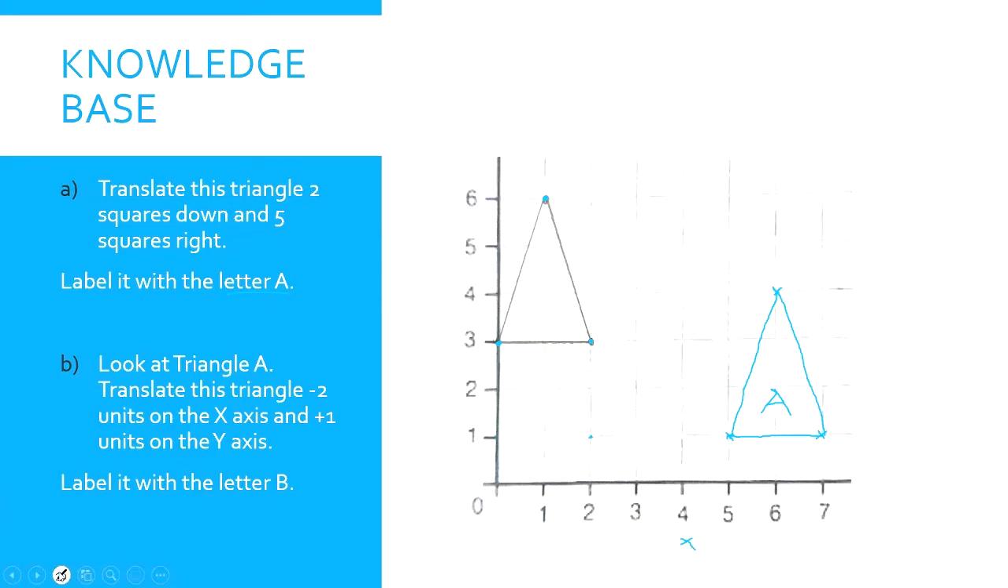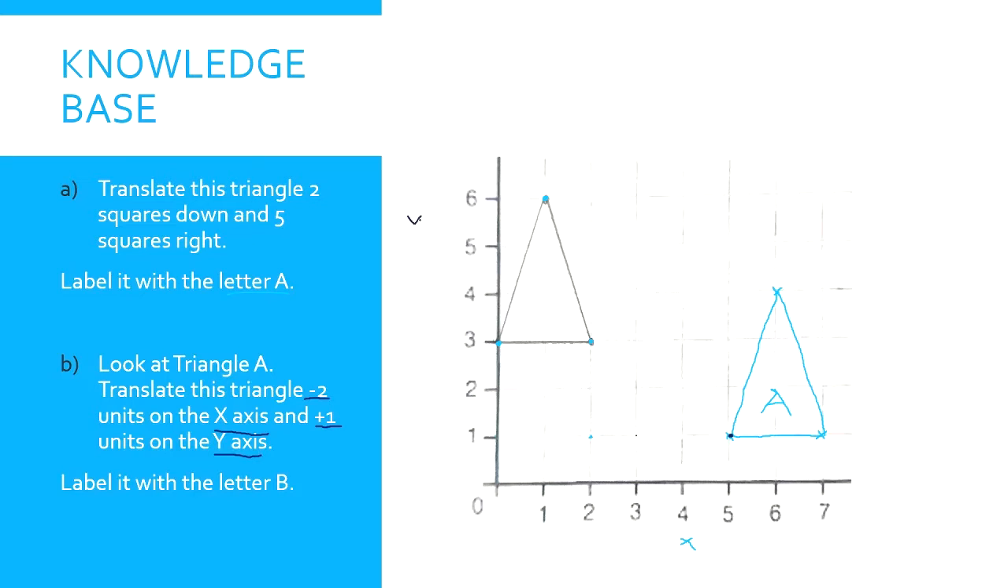I'm going to change my pen colour so you can see a bit more clearly what I'm doing. So I've been told I've got to do -2 on the x-axis, so I'm going to start with this point here from triangle A and take off 2 points to get me to here. And then I'm told I need to do +1 unit on the y-axis.